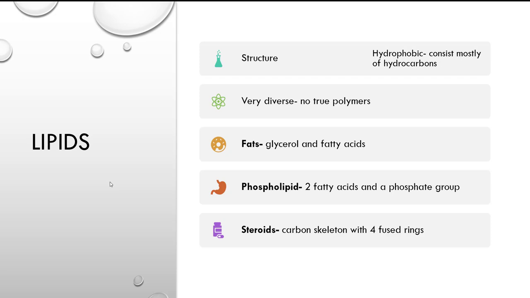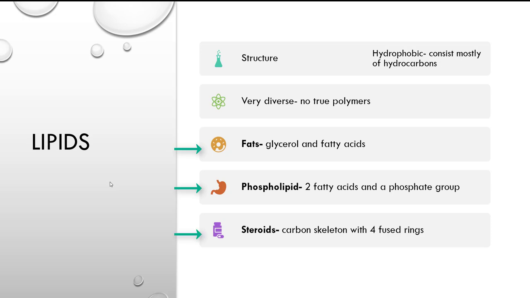And the reason why it's hydrophobic is because it contains mostly hydrocarbons. And if you remember, hydrocarbons are basically carbons linked together with a bunch of hydrogens surrounding them. And because of that, they are nonpolar. Nonpolar does not mix with polar, our water molecules. So lipids tend to be nonpolar and therefore hydrophobic. We're going to take a look at 3 main categories of lipids: the fats, the phospholipids, and the steroids.